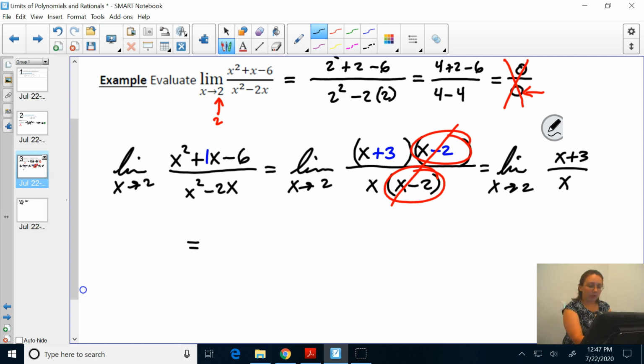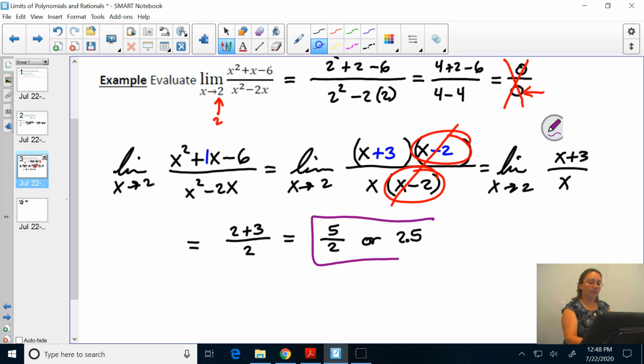So just plug in the 2 on top, so 2 plus 3, plug in the 2 on the bottom for x, 2, and you end up with 5 over 2, or if you prefer decimals, 2.5. Remember, you only use decimals if it's exact, and we can divide by 2 and get an exact value. So, if you end up with 0 divided by 0 as your limit, try factoring, reducing, and then try plugging it in again and see if you can get an answer.